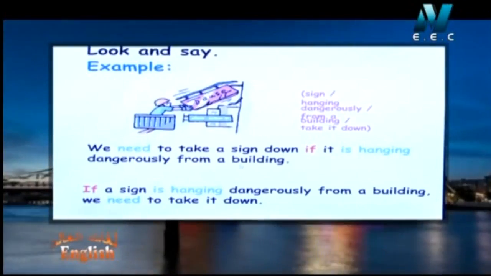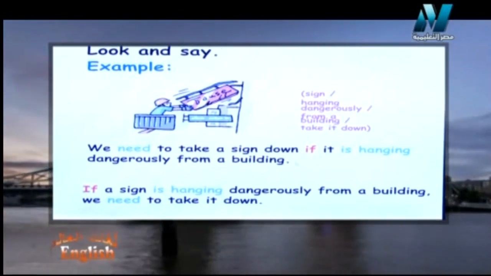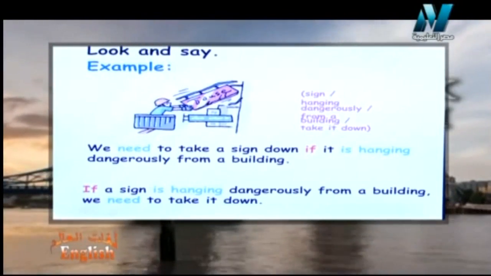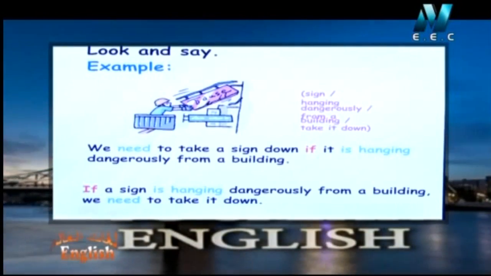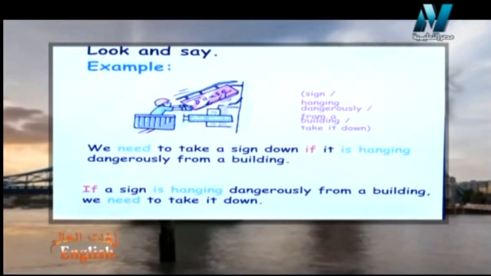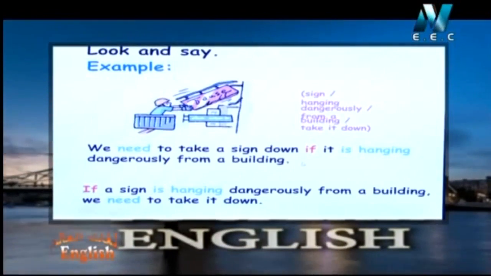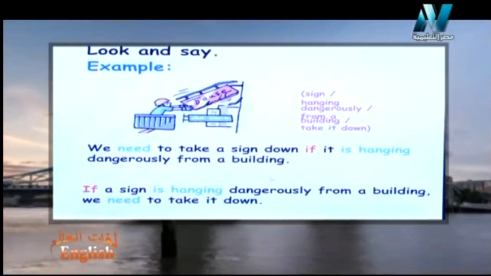For example, you can say, we need to take a sign down if it is hanging dangerously from a building. يعني لو في زي يافطة متعلقة بشكل خطر من مبنى، محتاجين إننا ننزلها. يبقى هل ده condition ولا ده something logical، حاجة منطقية؟ Of course it is logical. علشان كده بستخدم zero type وعادة بستخدم the verb need. If a sign is hanging dangerously from a building, we need to take it down. في أول جملة استخدمت if as the second part، وفي الجملة اللي بعدها استخدمت if at the beginning of the sentence. There is no difference again.